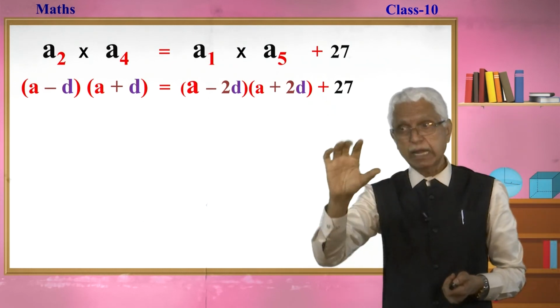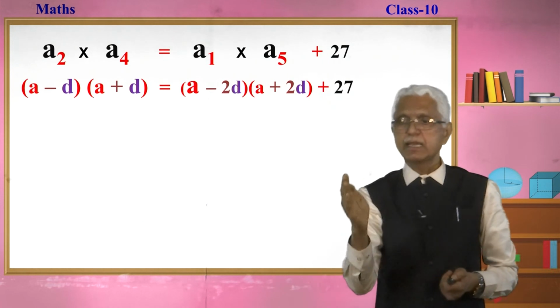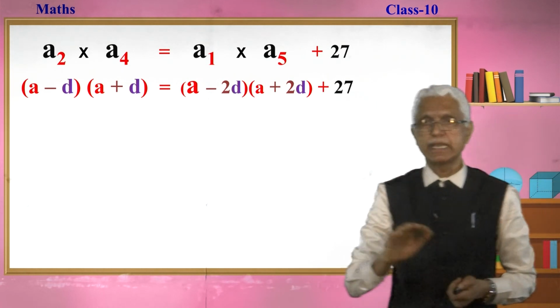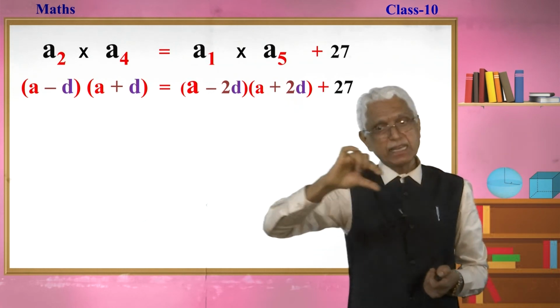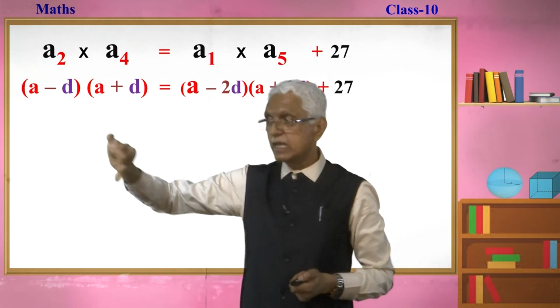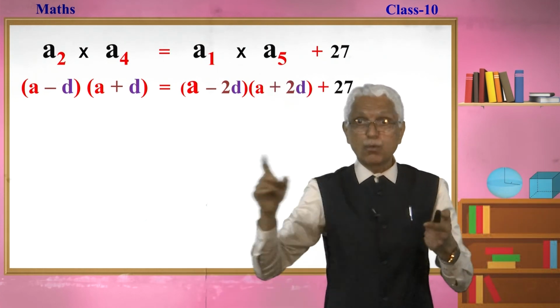You need to know the terms: a minus 2d, a minus d, a, a plus d, a plus 2d. So, what was the second term? A minus d. What was the fourth term?